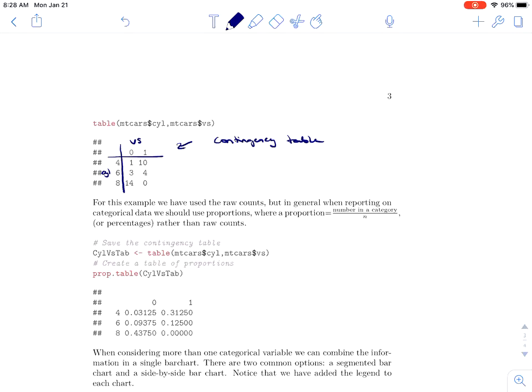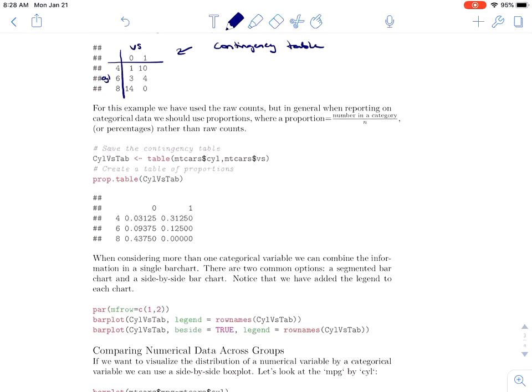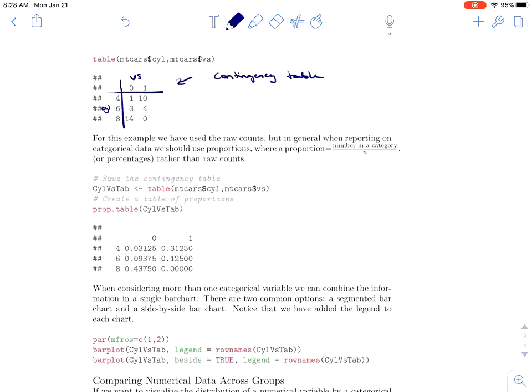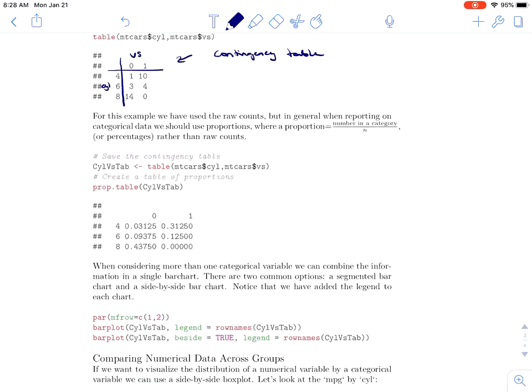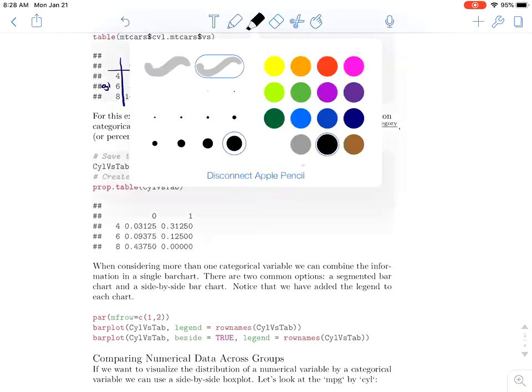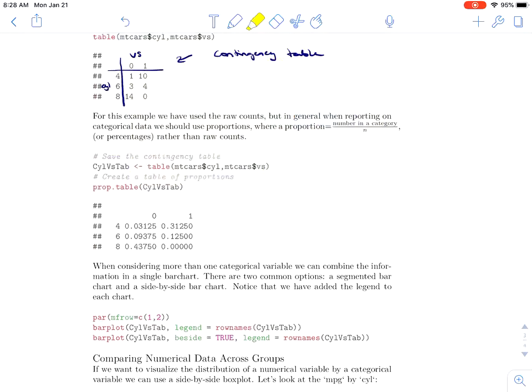Okay. So here, we've been dealing with the raw counts, right? 10 cars have the 4-cylinder straight engine. What we should be doing is talking about proportions or percentages. So in general, when reporting on categorical data, we should use proportions.